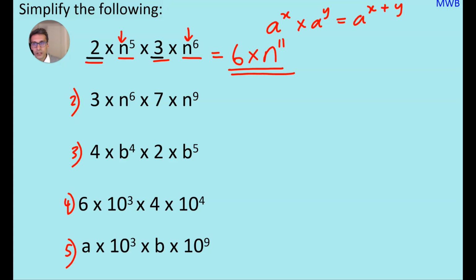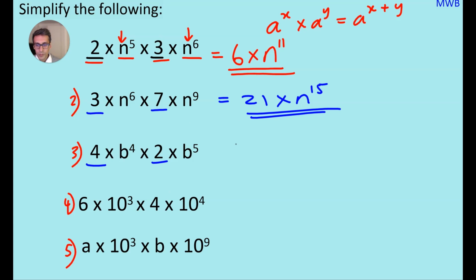Okay, I'm going to go through the answers in 3, 2, 1. So multiply the numbers first. 3 times 7, so that's going to be 21. And then we've got n to the power 6 multiplied by n to the power 9. So 6 plus 9 is going to be 15, so times n to the power 15. That's it.